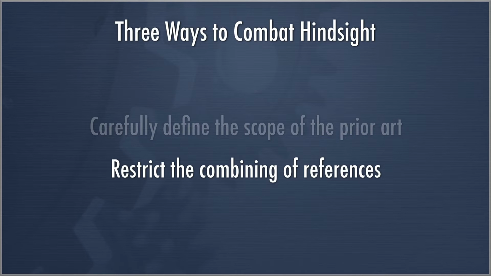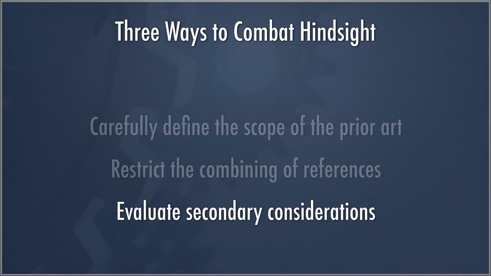So that's, again, another way to avoid the hindsight bias problem, which is to try and shift the analysis to what a person of ordinary skill in the art would understand at the time of invention to combine, rather than looking from today backwards to see what seems reasonable to combine.